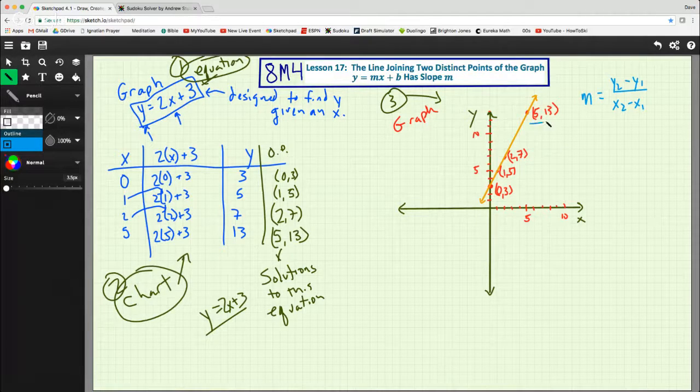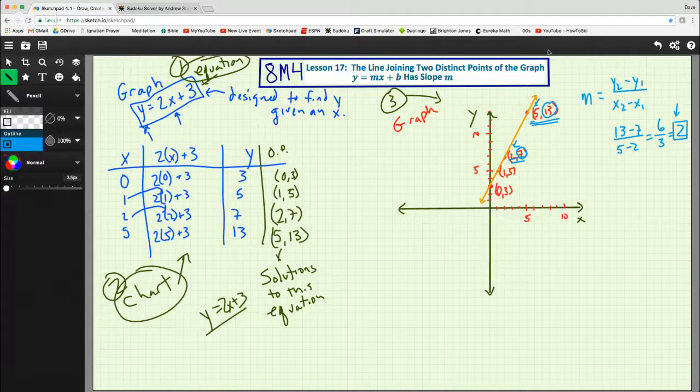So let's let this be 1 point and this be 1 point. We're going to subtract our y's, 13 minus 7, over, and then we're going to subtract our x's, 5 minus 2, and that equals 6 over 3, and that simplifies to 2. So our slope here is 2. It's positive, and we know that because our line goes up from left to right, it needs to be positive, and it's good that it worked out. And it's a pretty steep line, so that's why we get a number that's 2.